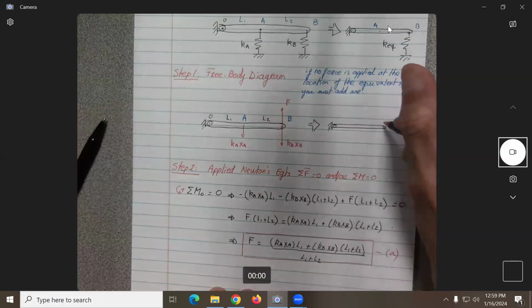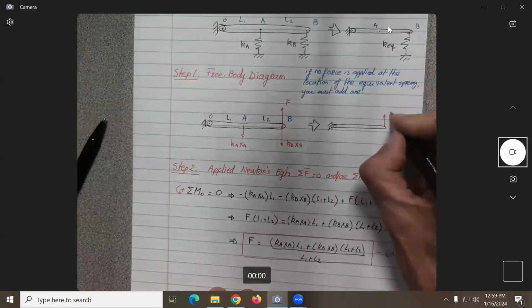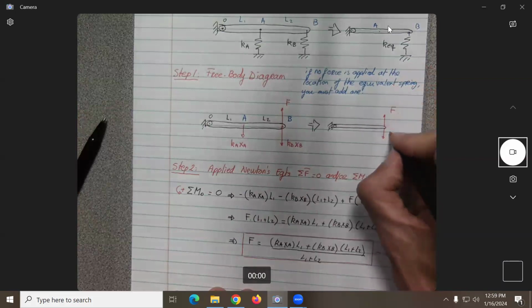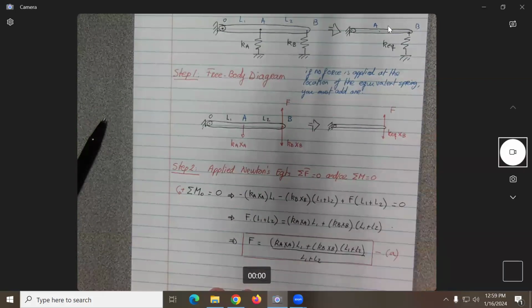If I apply the force F over here, what should we have? What should be the value of the force here? It should be K equivalent X sub B, no? That we need to find.